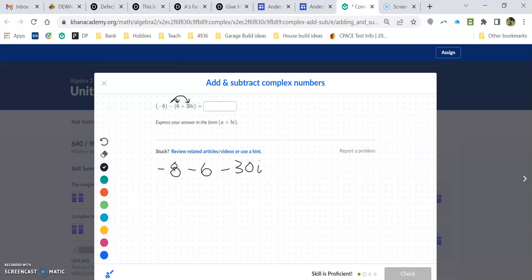So what are our like terms here? Well, these two are like terms, and there's only one i value, negative 30i. So negative 8 minus 6 is negative 14, and we simply rewrite this. There's nothing else to add to that. So our answer is negative 14 minus 30i.